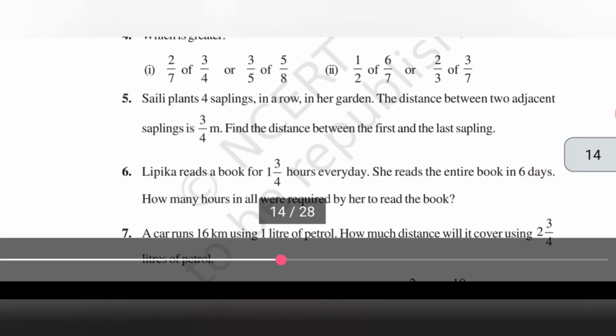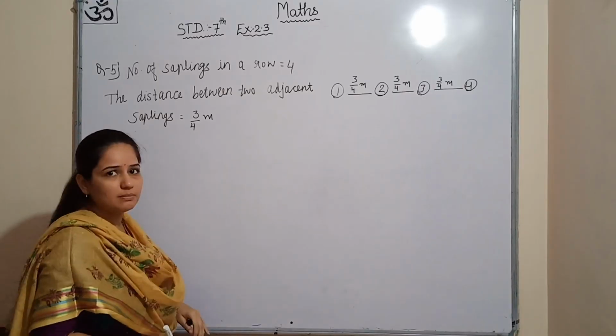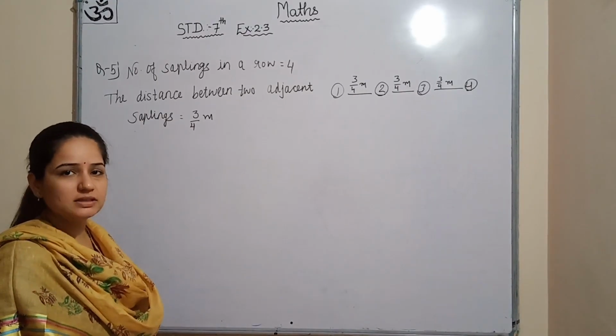Question number 5. Sally plants 4 saplings in a row in her garden. The distance between two adjacent saplings is 3 upon 4 meters. Find the distance between the first and the last sapling. We have already read question number 5. Now we will start with its solution.